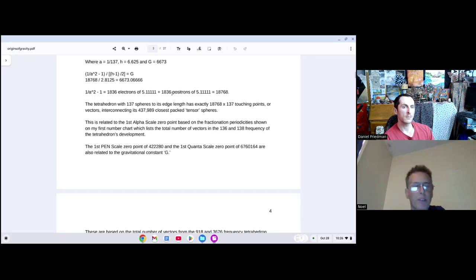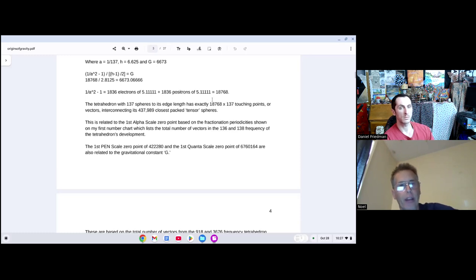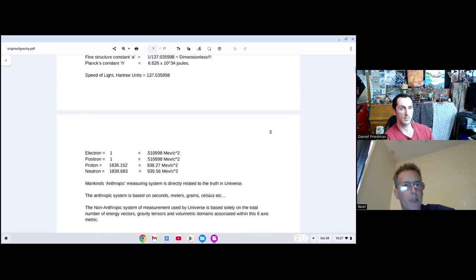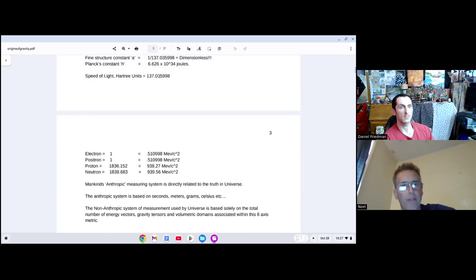And this is all based on the total number of vectors that are in that tetrahedron that I showed you, which gets to that 137 or 136, 137, 138 frequency measure. See, this tetrahedron, 137 spheres, has 18,768 times 137. If we're going to read this as a map, we can think about how 1,836 electrons and 1,836 positrons just got created, and they're all traveling at the speed of light in Hartree units, 137.